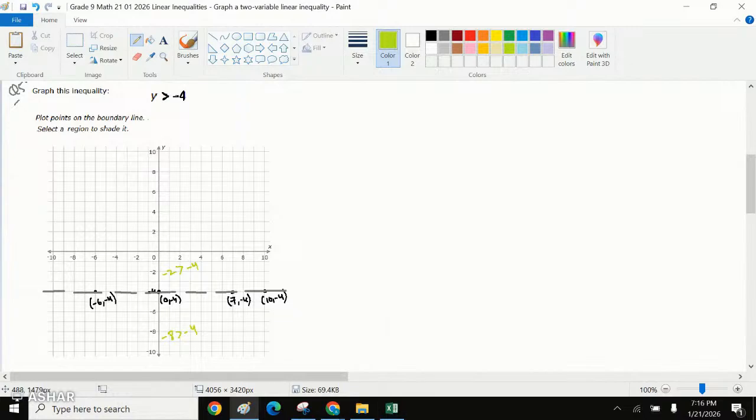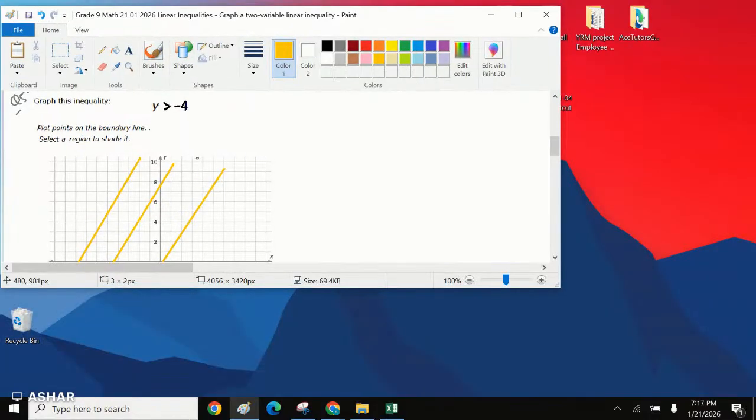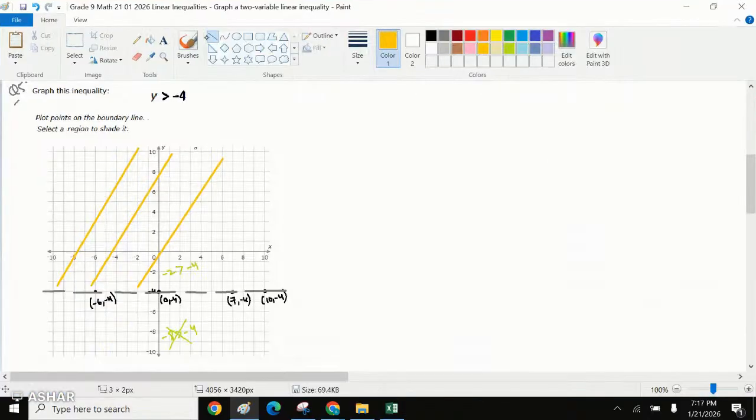We know that negative 8 is not greater than negative 4, right? It's less than negative 4. So what we shade is the area that is above this graph, right? So we shade this area and we represent that any value in the area above the given inequality will have the possible answers, right?